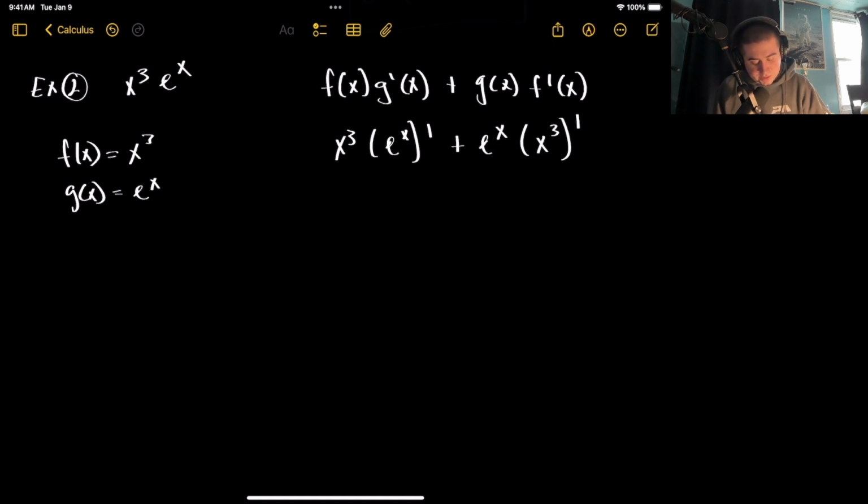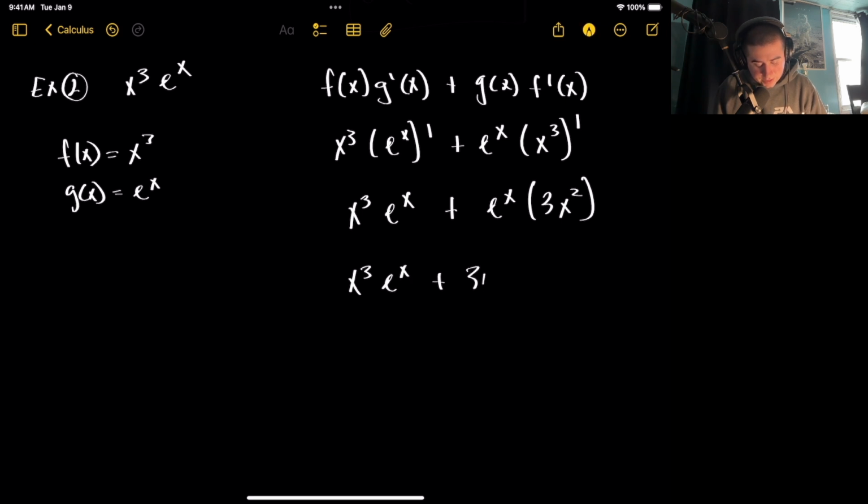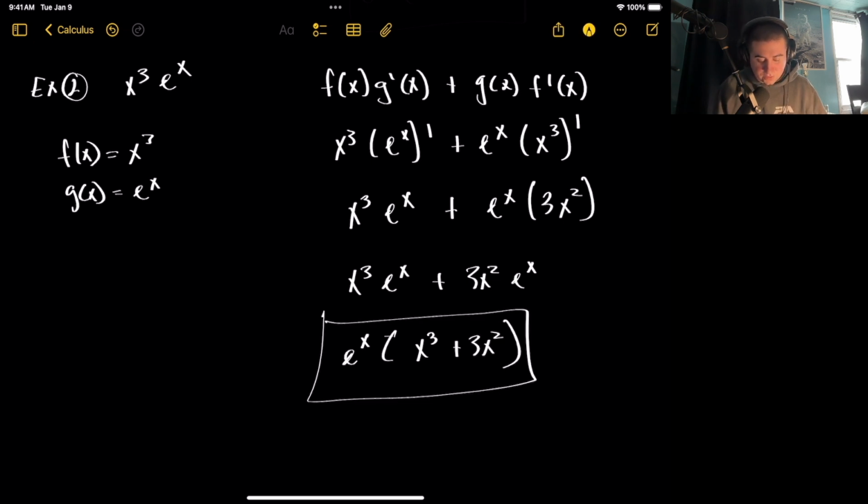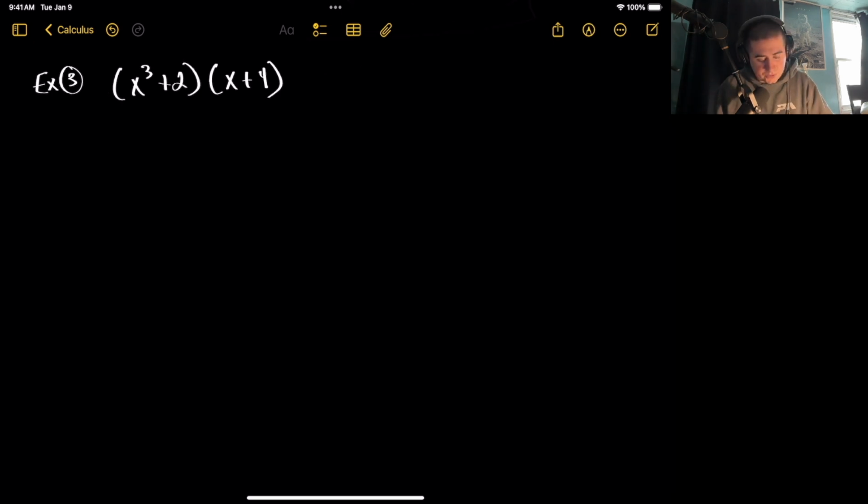And now we just take the derivative and simplify. So we're going to have x cubed. The derivative of e to the power of x is just e to the power of x, plus e to the power of x times the derivative of x cubed, which is simple. That's just 3x squared. So we'll have x cubed times e to the power of x plus 3x squared times e to the power of x. Again, you can factor out an e to the power of x and just have parentheses instead. We'll have x cubed plus 3x squared inside the parentheses, and this could be your final answer. Let's do this final example using the product rule.